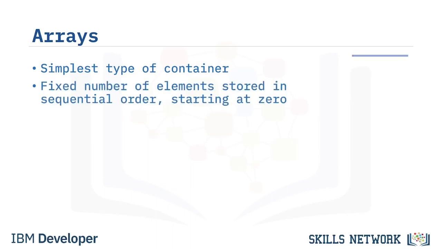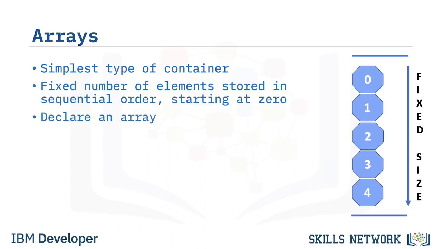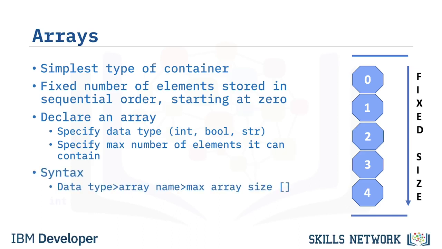In an array, a fixed number of elements of the same type are stored in sequential order starting from index 0. When you declare an array, you specify the data type of the values it contains, such as an integer, or Boolean, or a string, and then the maximum number of elements it can contain. The syntax for declaring an array is to specify the data type first, then the name of the array, then the maximum size of the array in square braces.